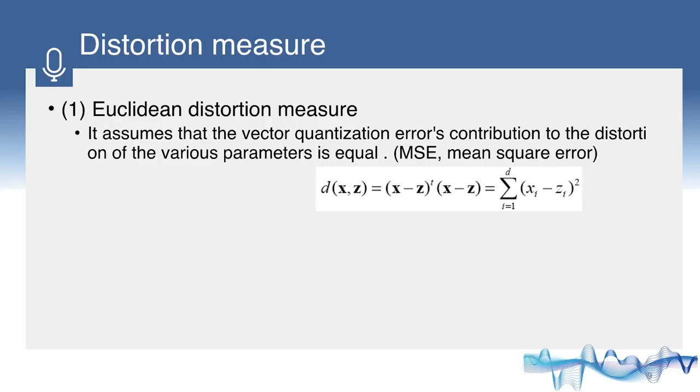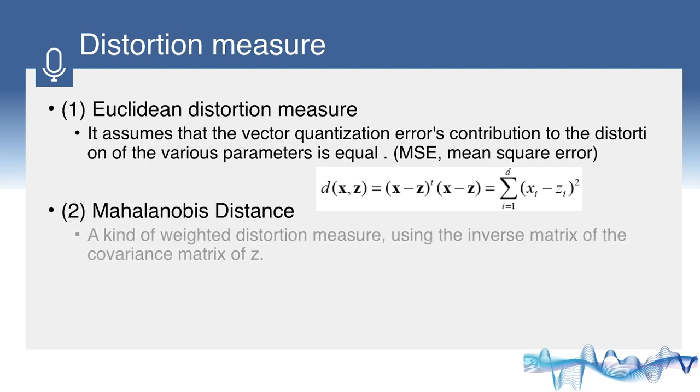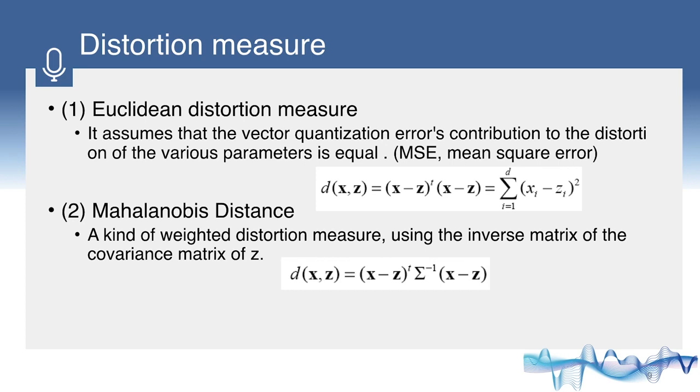Generally speaking, unequal weights can also be introduced to the errors of different parameters to increase the influence of a certain component on the distortion. A common method in real applications is to use the inverse of the covariance matrix of Z for weighting. This distortion measure is called Mahalanobis distance, which is actually an exponential term in the Gaussian density function.